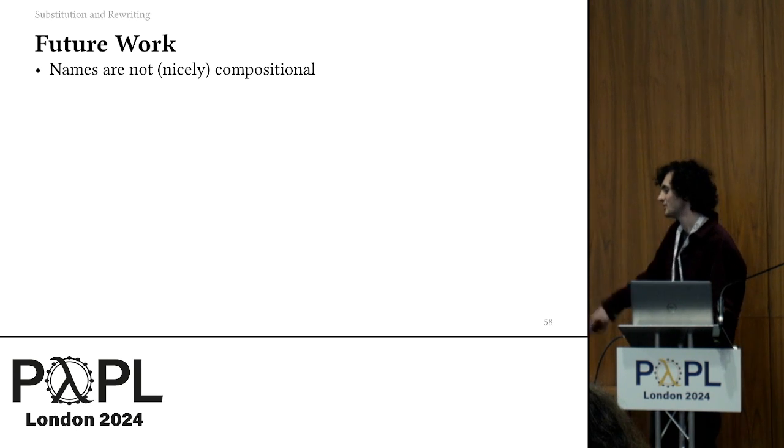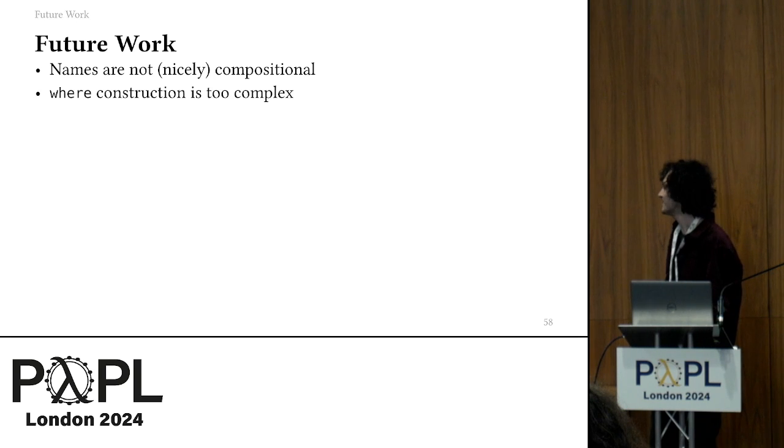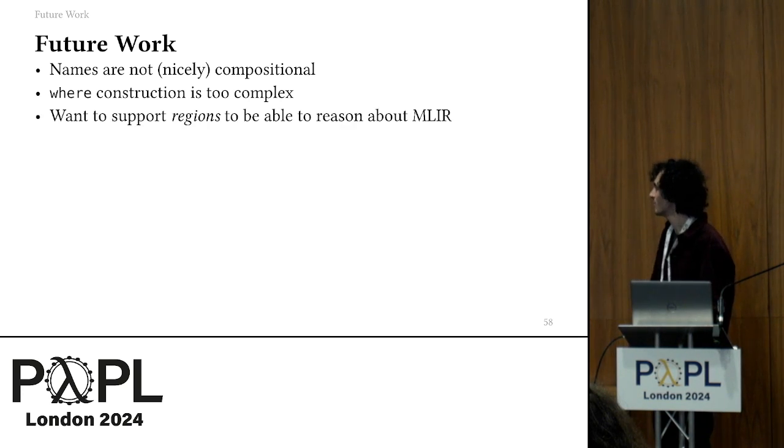So future work. All of those typing judgments I showed you before require that all names are unique, which we do by alpha conversion. This is not compositional. This is really ugly. And trying to formalize this in Lean 4 has made me cry blood many times. So we're trying to fix this. Work in progress. Also, that where construction is nasty. Thankfully, I've been working on a better one as part of these formalization efforts.